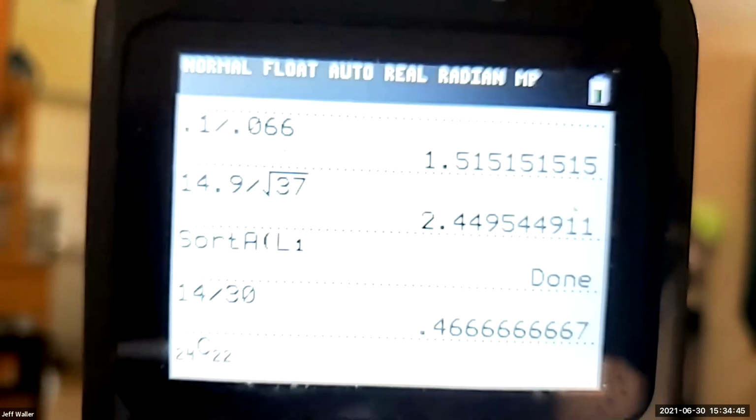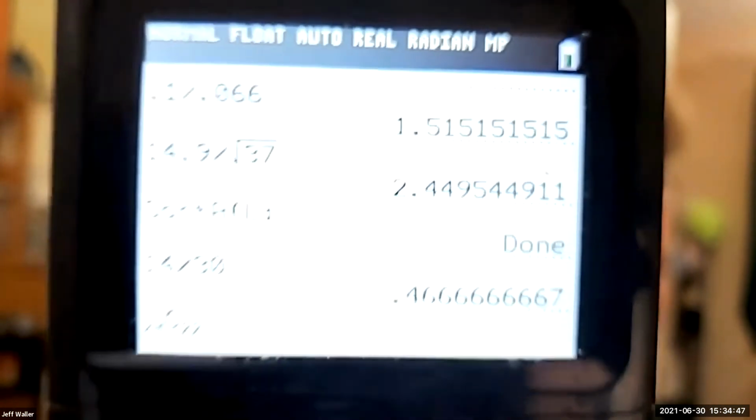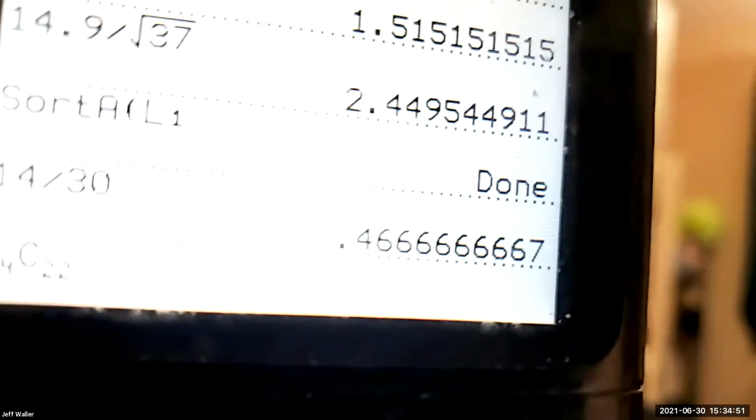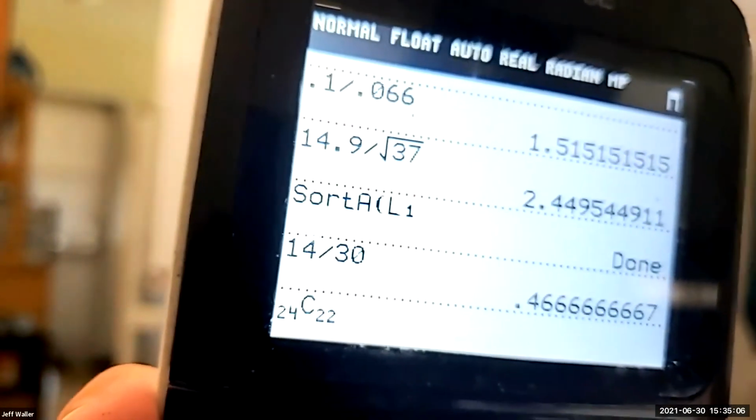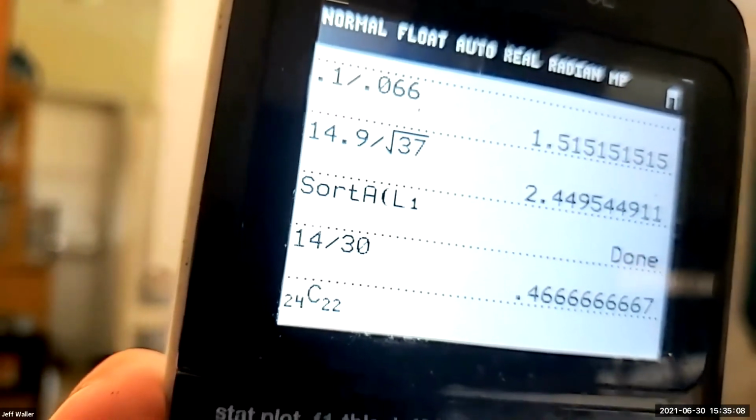Can we write 24 nCr 22 on the test instead of calculate, just so it makes more sense? Yeah, you could, if you want to. It just makes more sense to me. So there's 24 choose 22.